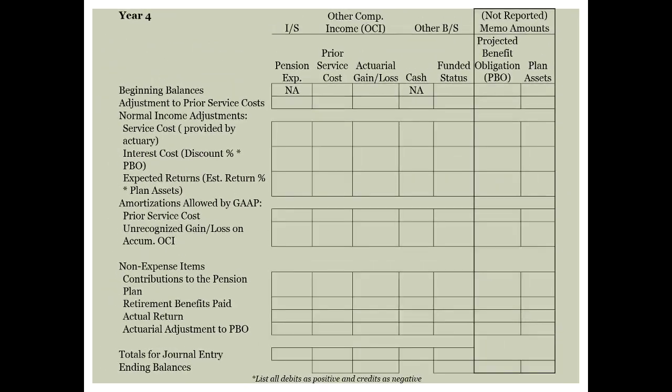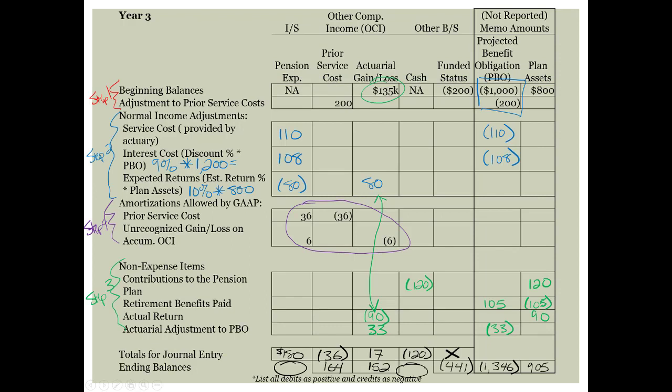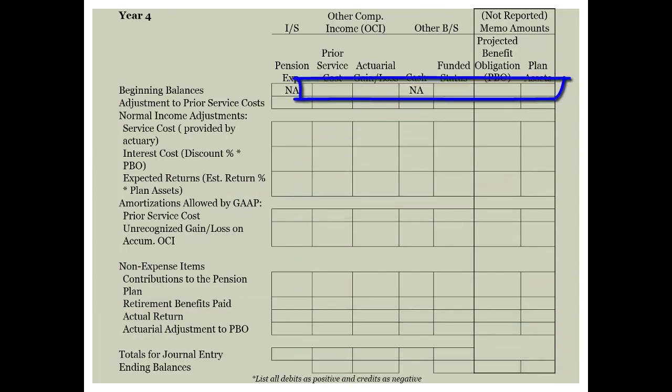And here's our year 4 worksheet ready for us to put in our information. So from our previous example, we know what these beginning balances would be. They come right from last year's worksheet. So let's go back and take a quick look. So let's see, we have $164 in our prior service costs. We have $152 in our actuarial gains and losses. We have $1346 in our PBO and $905 in our plan asset. So let's get that into our new worksheet, moving from ending balances now to beginning balances.